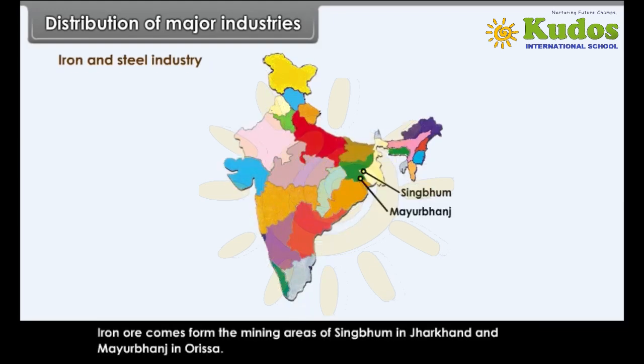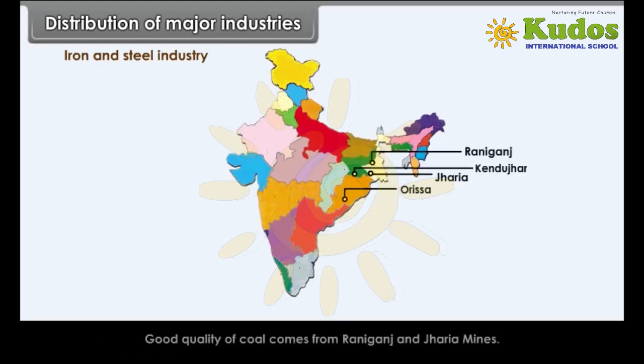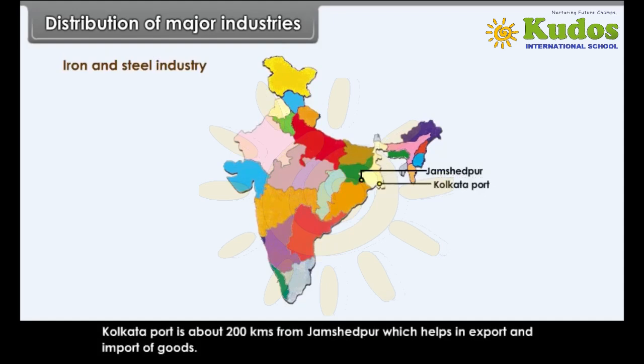Iron ore comes from the mining areas of Singhbhum in Jharkhand and Mayurbhanj in Orissa. Good quality of coal comes from Raniganj and Jharia mines. Manganese comes from Kendujhar district of Orissa. Kolkata port is about 200 kilometers from Jamshedpur, which helps in export and import of goods.